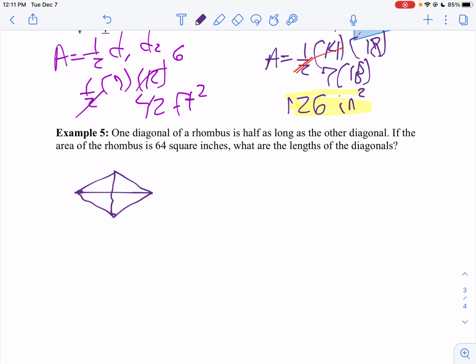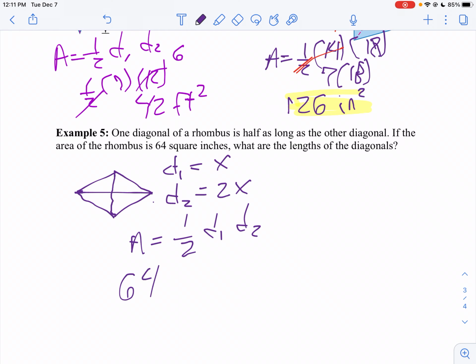Well, I think what I'll do is I'll call my short one X. My first diagonal I'll call X. My second diagonal is going to be twice as long, so I'll call that 2x. So area equals 1/2 diagonal 1 times diagonal 2. Let's do some substitution. This time I know the area is 64, don't I? So I go 1/2 times x times 2x.